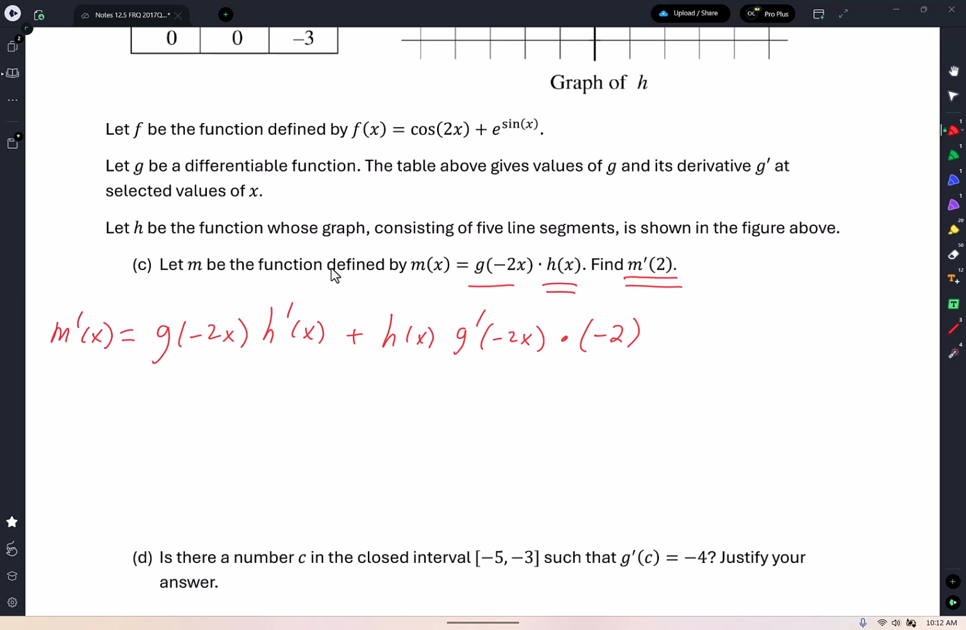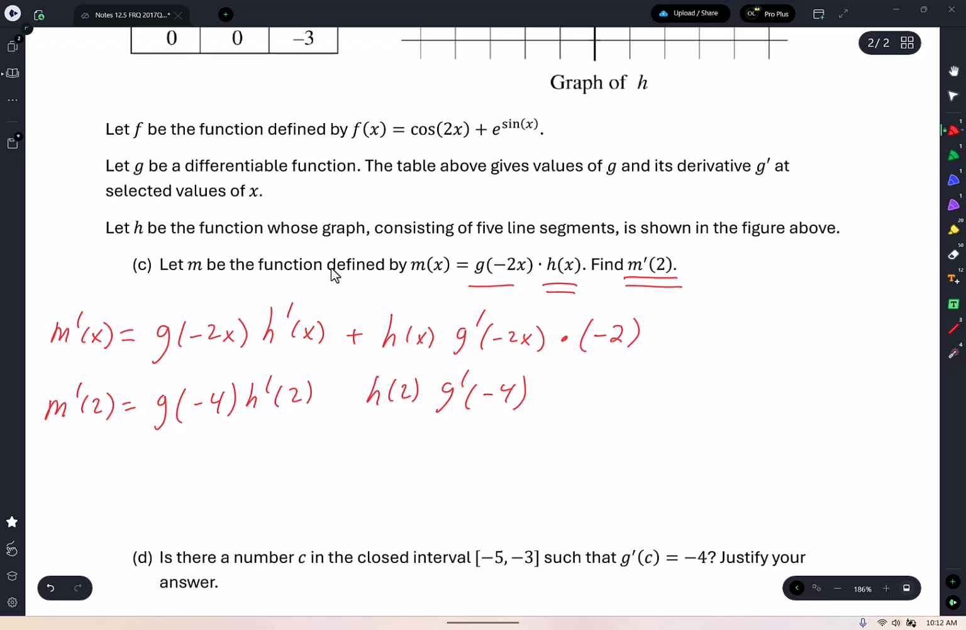That's probably a point. We'll look at the rubric in a little bit. I'm going to plug in the value 2 for x. M prime of 2 equals g of negative 4, h prime of 2, which we already know, plus h of 2, g prime of negative 4. And I guess I'm going to put that negative 2 in the front. So I'm going to erase that plus and put a minus 2. Is everyone okay with that, guys?